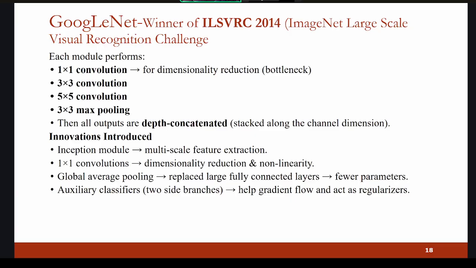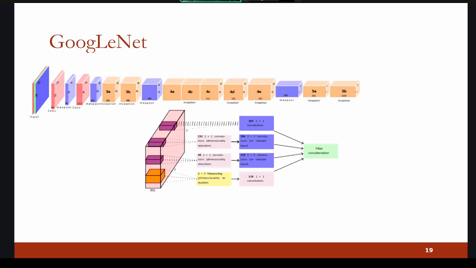And they have the other concept which was introduced here in Google DenseNet, which is global average pooling. They replaced the fully connected layers using global average pooling, and that layer learned only fewer parameters when compared to the previous architecture. So this is the architecture of Google DenseNet.